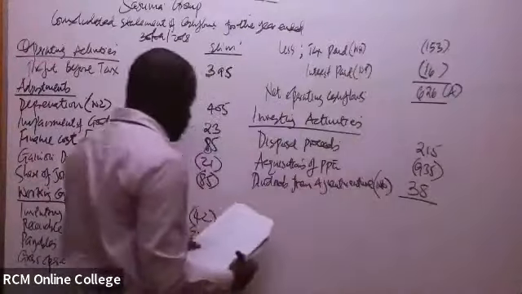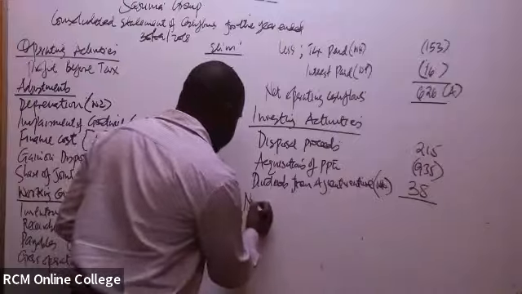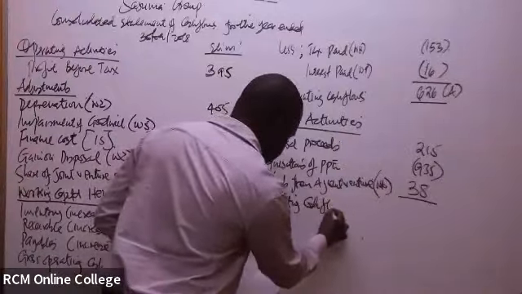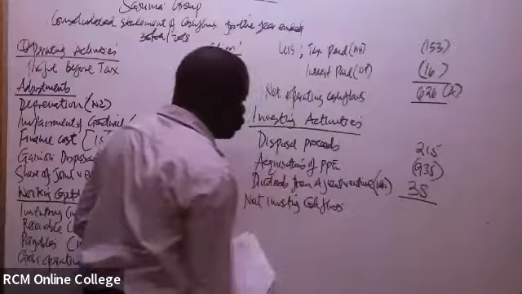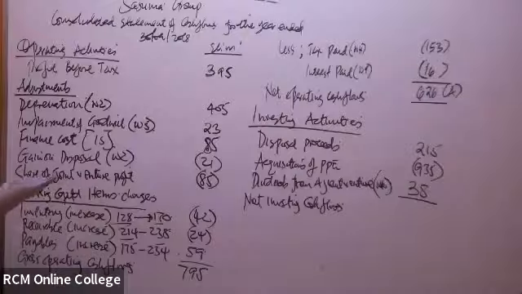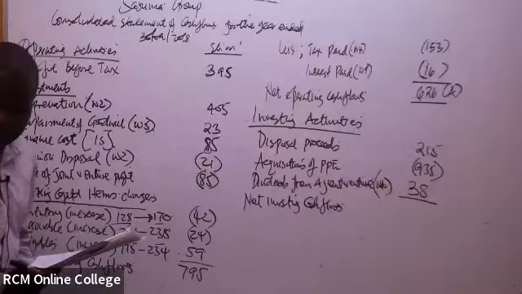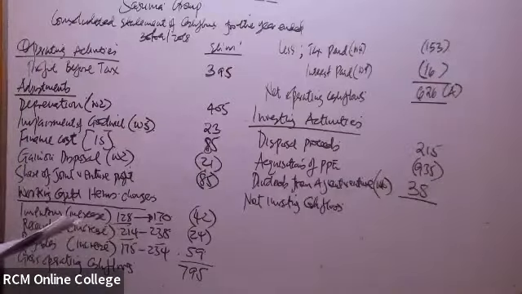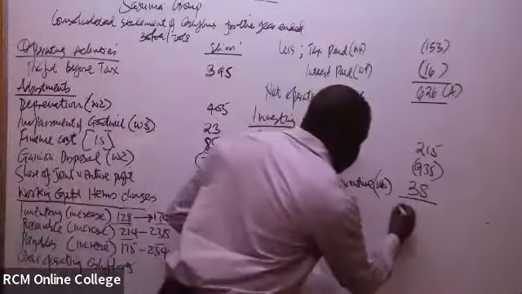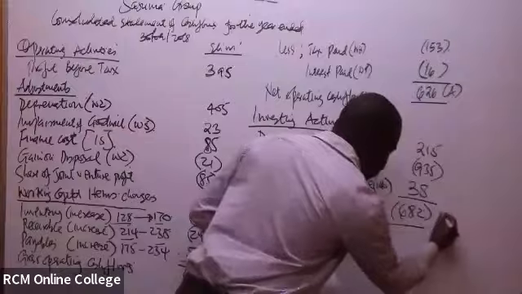So you need to add them so that you can get the net investing cash flows. What did you get? 215 minus 935 plus 38. Negative 682. You can confirm that figure from Karen Paul. Negative 682. So that becomes our second part.